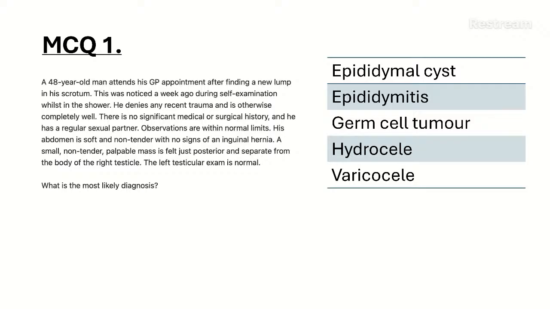So first question, you've got a 48-year-old man and he attends your GP after finding a new lump in his scrotum. He noticed it a week ago during self-examination, in the shower. He denies any recent trauma. He's otherwise completely well, with no significant medical or surgical history, and he's got a regular sexual partner. Observations are in normal ranges. His tummy's soft and non-tender, no signs of inguinal hernia, and he's got a small non-tender palpable mass just posterior and separate from the body of the right testicle. Left testicular exam is normal. So what do we think the most likely diagnosis is?